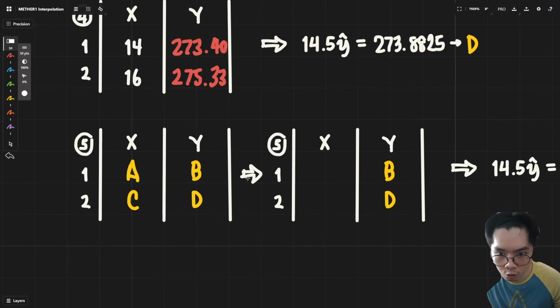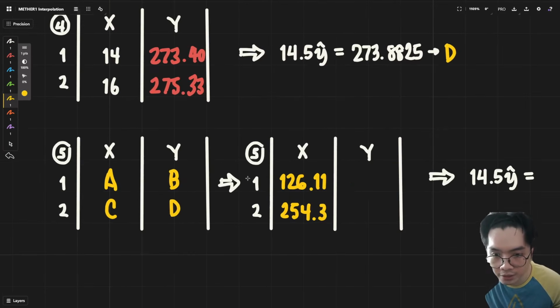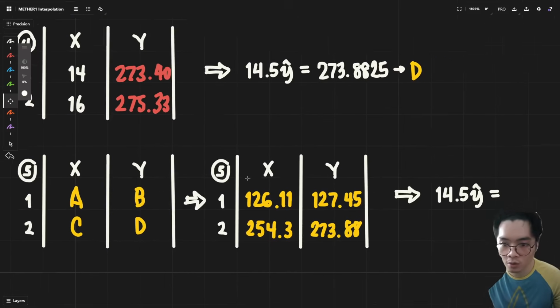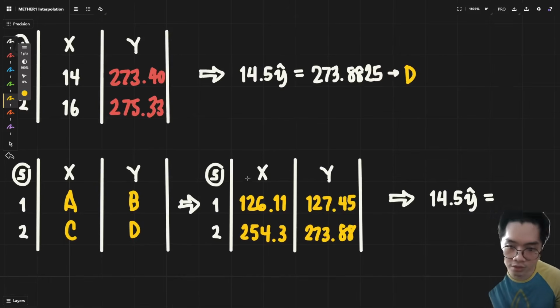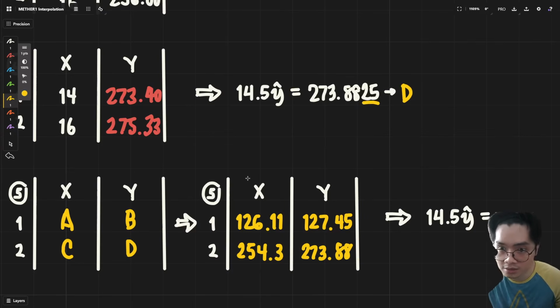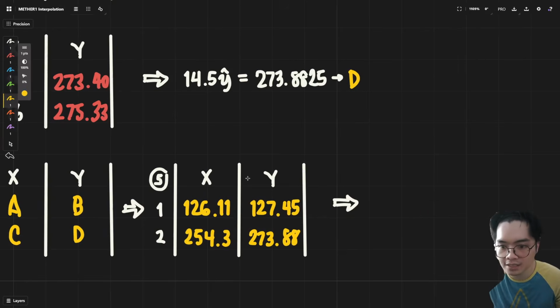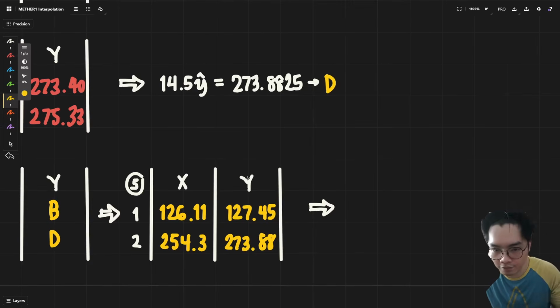So it should look like 126.11, and then this is 254.3, this is 127.45, and this is 273.88. If you're wondering where all of the exact values are, it seems like they cut off this thing, but they're only cutting it off in the screen. If you hover over that value, you will still see the 25. Okay? And then now you're no longer asking for the value of 14.5 y hat.